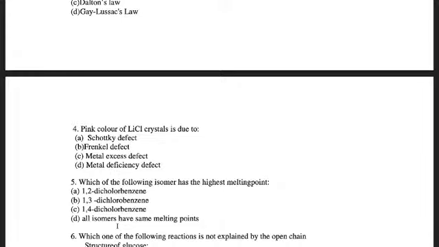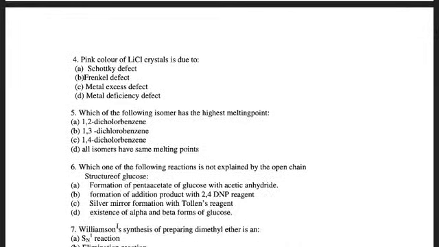Question number 6. Which of the following reactions is not explained by the open chain structure of glucose? Option A. The formation of penta-acetate of glucose with acetic anhydride. B. The formation of addition product with 2,4-DNP reagent. Option C. Silver mirror formation with Tollens' reagent. D. Existence of alpha and beta forms of glucose. Correct. The answer is option D. Existence of alpha and beta forms of glucose.